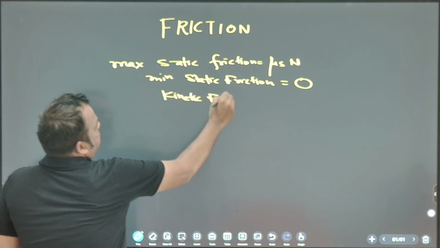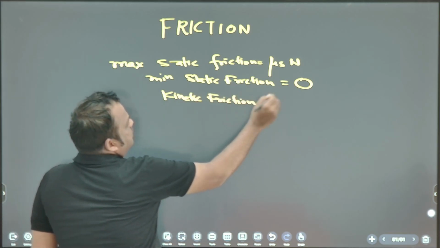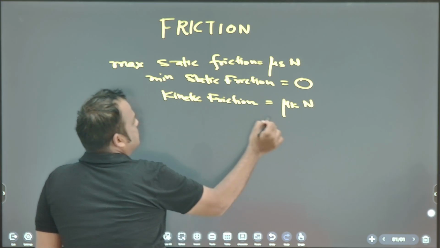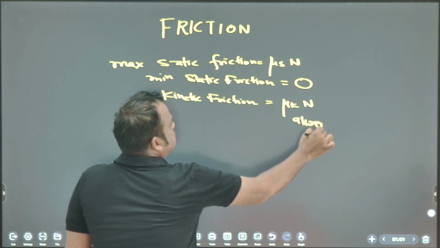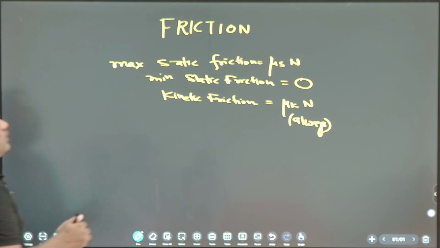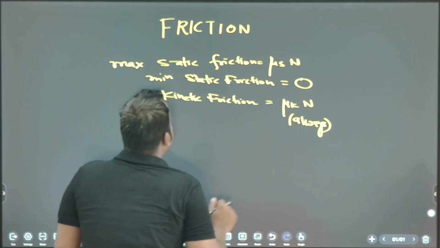Kinetic friction, you know, what is the value? It is fixed, always mu kn. Okay, kinetic friction is always mu kn.